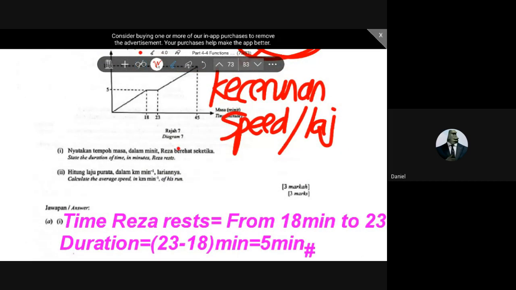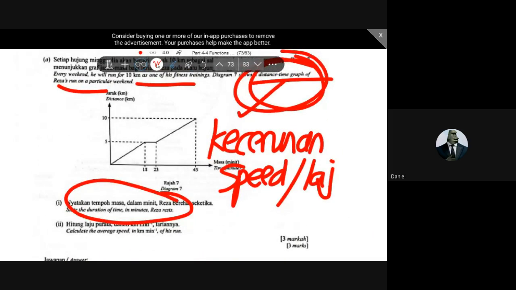Okay, so the duration of time when Reza rests. Siapa-siapa boleh bagi tahu jawapan? Very simple only. Lihat terus dari graf dan jawab. The answer is 5 minutes. Wait, I check for you.